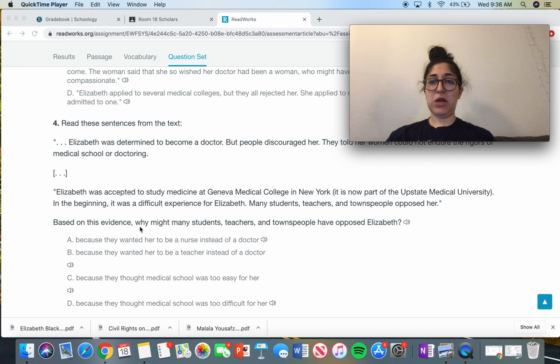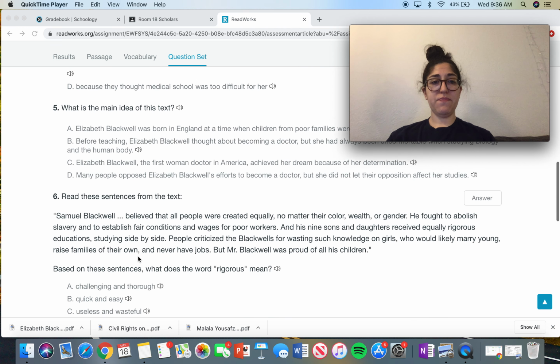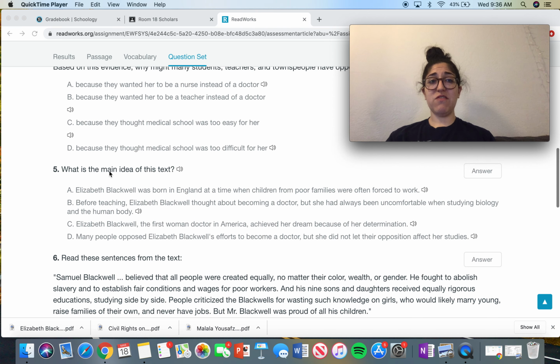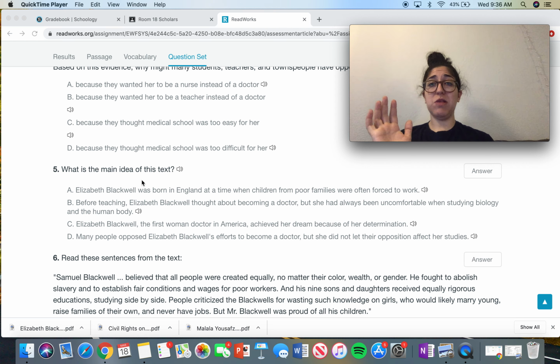4, I want you to try on your own. 5, what is the main idea of this text? Main idea, what is the most important thing from this text, right? So all of these options might come directly from the text, but I need to think. If I had one sentence to tell someone about this text, what would I say?